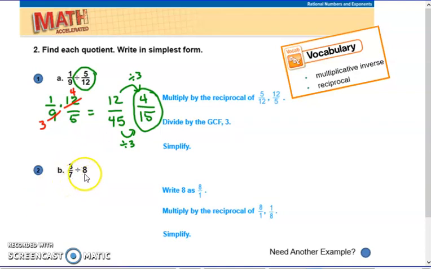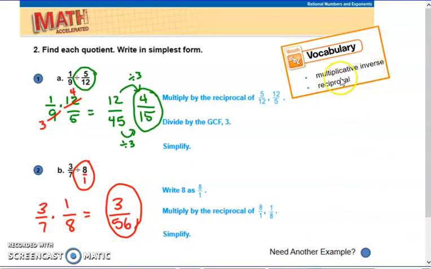Now, we've got to divide by 8. By 8? Well, let's find the reciprocal of 8 over 1. So we're going to flip that and multiply. So 3/7 times 1/8. Okay, so we're going to get 3 times 1 is 3. 7 times 8 is 56. And I'm not even looking to see if I can reduce it here. I'm looking to see if I could have reduced it here. Nope, that's it.